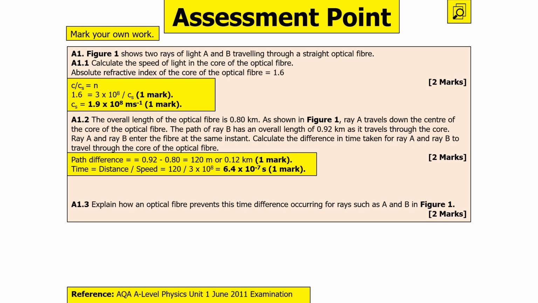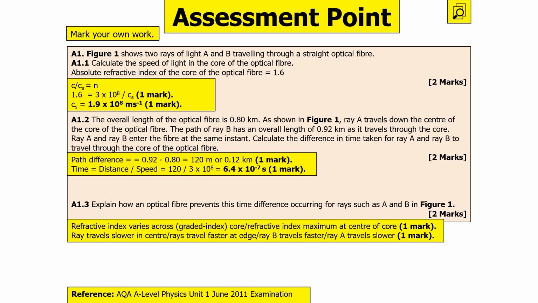And then finally, how can it prevent this? Well, the refractive index will vary across the core and also be a maximum at the center. So therefore it tells us that rays will travel slower in the center and rays will travel faster at the edge. So therefore they hopefully won't have this time difference.